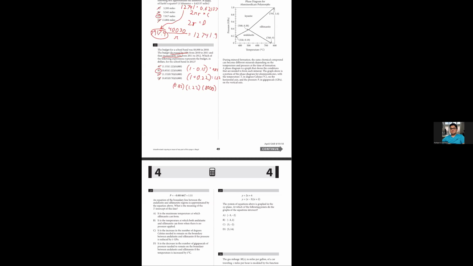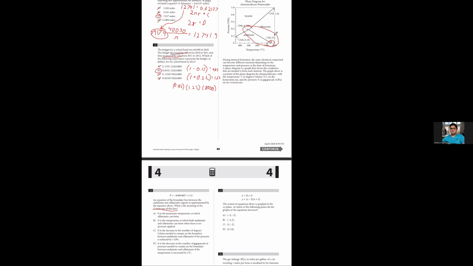Okay, so question 23. It says an equation of the boundary line between the A and S regions is approximated by the equation above. So that would be this line right here, this boundary line. It asks, what is the meaning of the t-intercept of this line? So the t-intercept basically means where the line crosses the t axis, or right here. In this case, it would be 760 and 0. So it asks, what is the meaning of that?